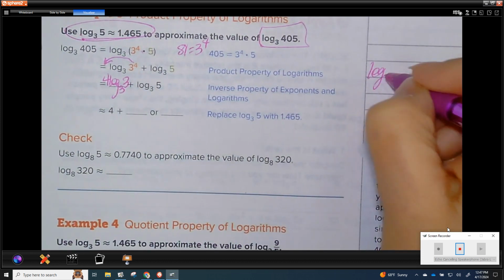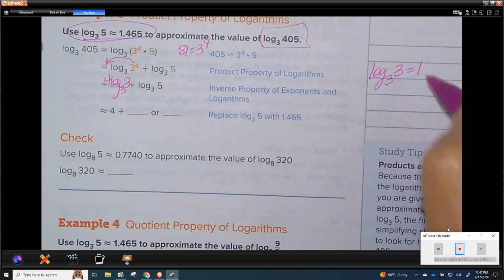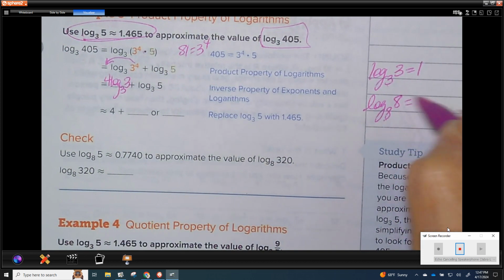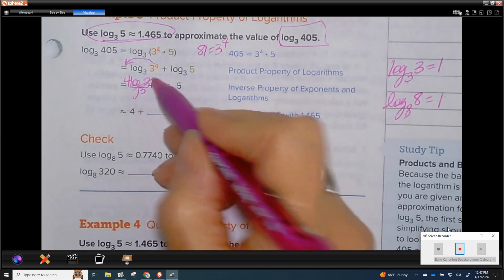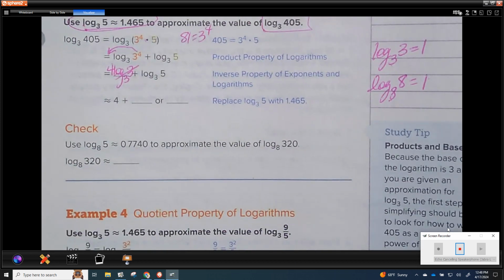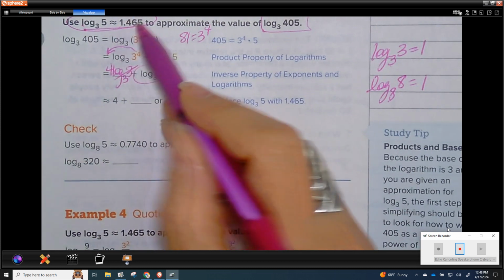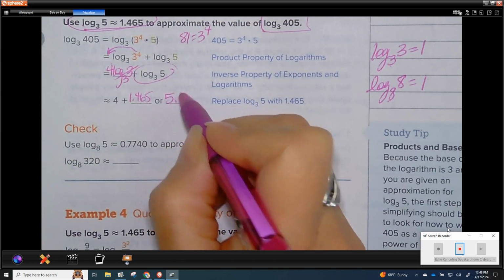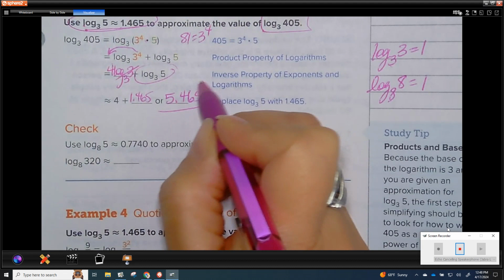If you have the same base as the answer, 3 to what power gives you 3? 1. Log base 8 of 8: 8 to what power gives you 8? 1. Okay? So this is just 1. It cancels to 1. Remember, when things cancel, they're 1, not 0. And then we know this is about 1.465. So you add them, and 5.465 is your final answer.